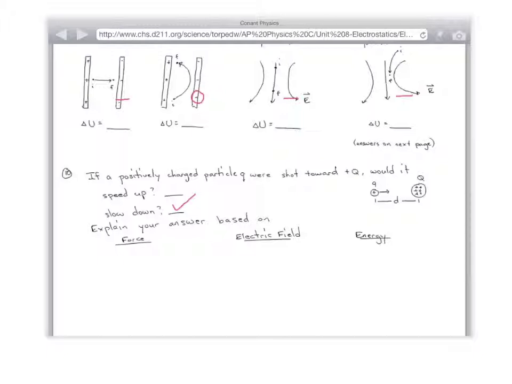Like big Q. Does little q create a field that pushes on big Q? Absolutely. Right? So yeah, a charge can't create a field to push itself. That doesn't make any sense. All right? So the field that matters is all the field that was created by every other charge.